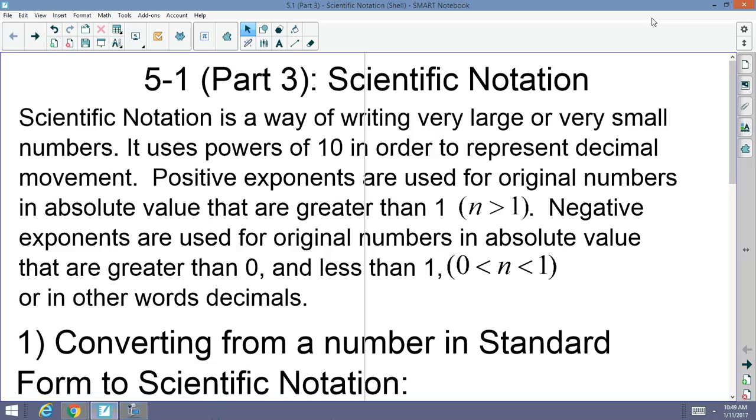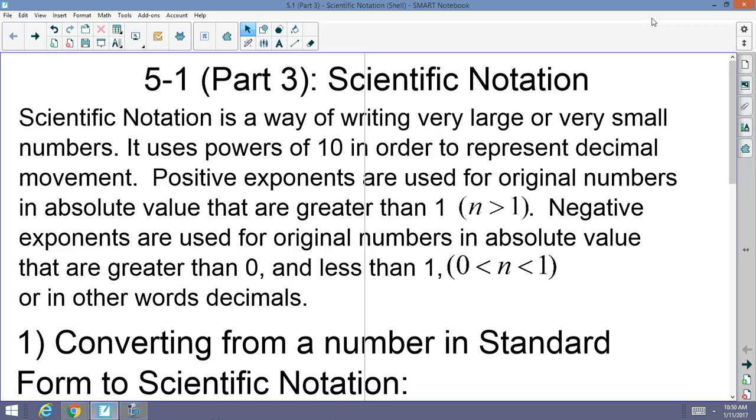Okay? So when you have an absolute value of any number that's greater than 1, you're going to use positive exponents. I don't care if the actual number is positive or negative. But if the absolute value of it is larger than 1, then you're going to go ahead and use positive exponents. Negative exponents are used for original numbers in absolute value that are greater than 0 and less than 1. So in other words, decimals.